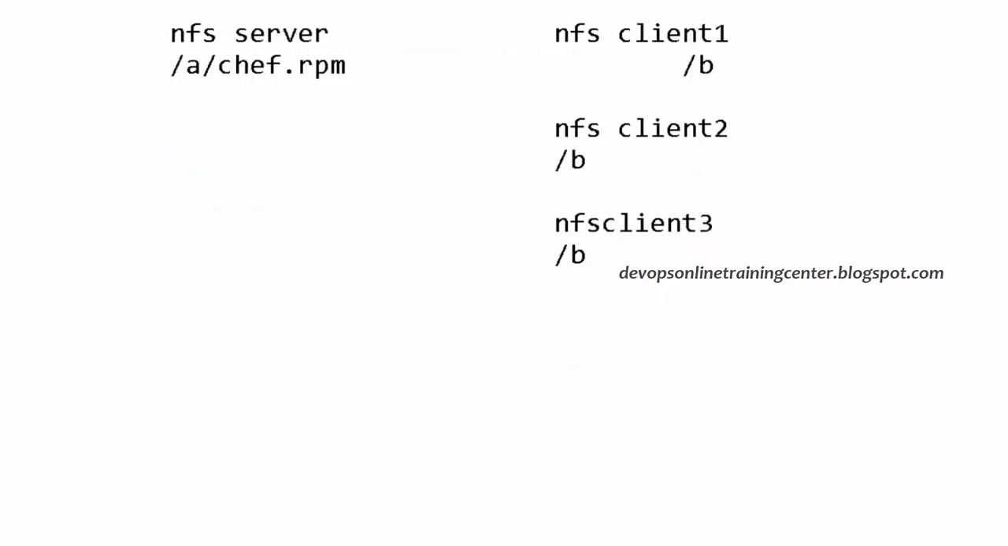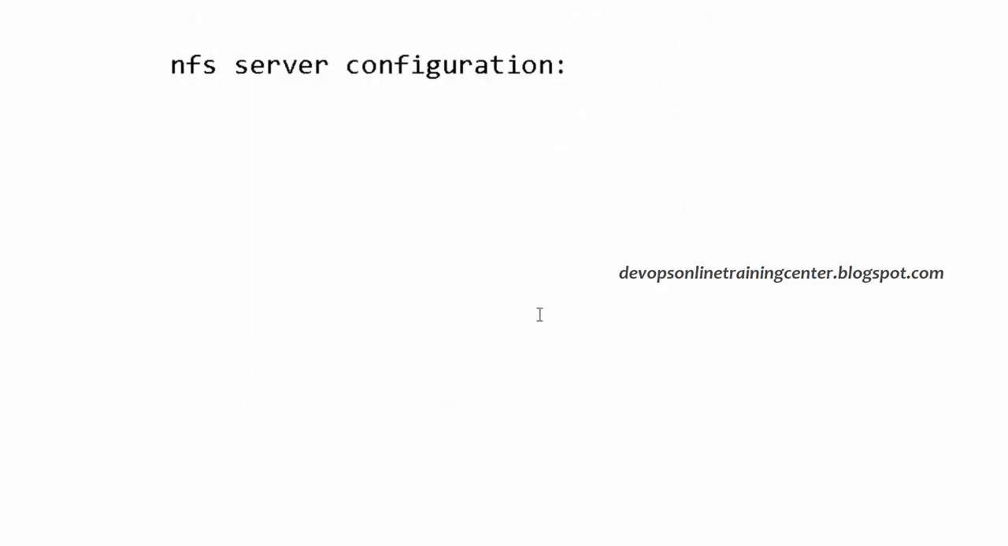So how do we share? There are some steps. First is NFS server configuration. So identify one machine as the NFS server, the network file sharing server. Then on that machine, we need to export the directory, in the sense share the directory. So create a directory and share it. So how do we share it?